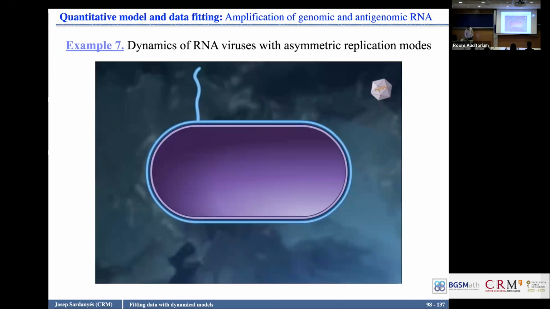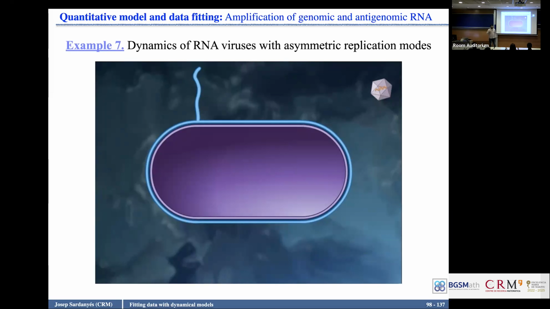Okay, so in order to illustrate the quantitative modeling that I will be discussing in the next few minutes, I will give an example of a research line that I have been working on since 2010, more or less, up to 2 years ago. Now we are not focusing on the specific case. And this is a very important question, that is how viruses amplify the genomes inside the cell.